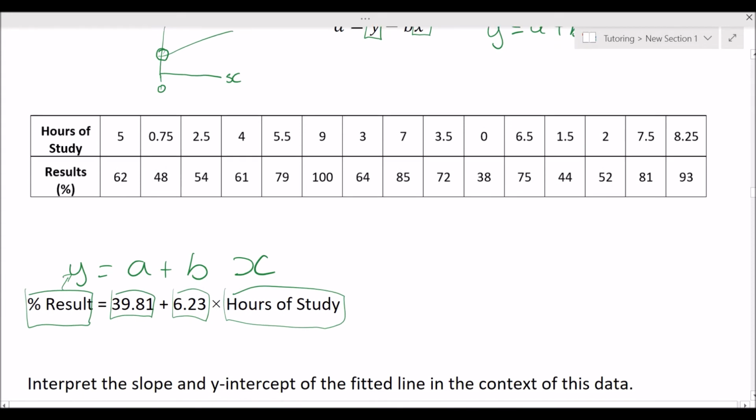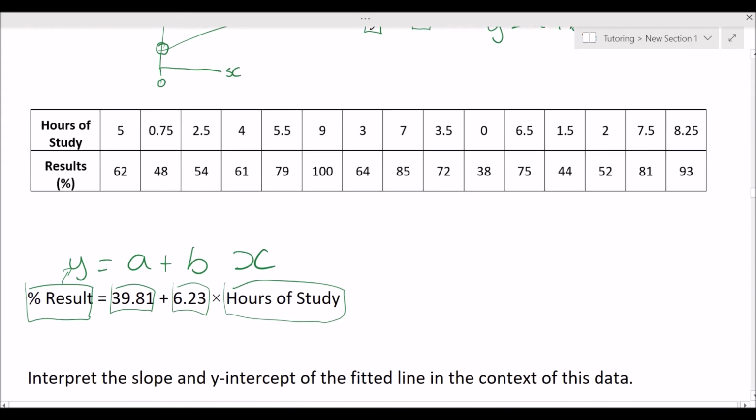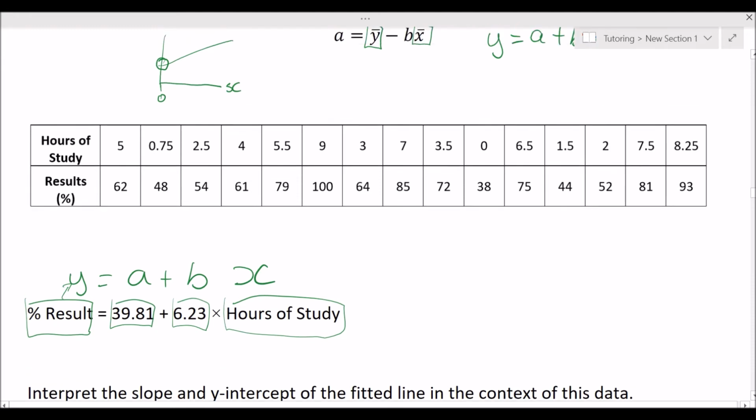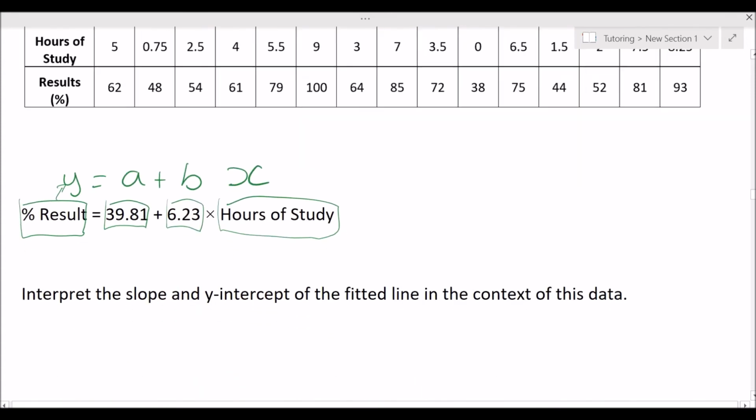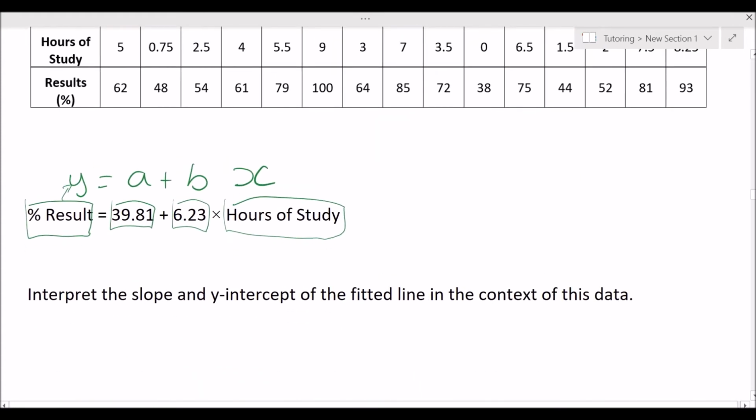Okay, now that you've got that equation of the least squares regression line, I would like you to, as I mentioned in these 2 dot points here, interpret the slope and the y-intercept of this line in the context of this data. Okay, so pause the video, have a go, and then I will give you an answer.